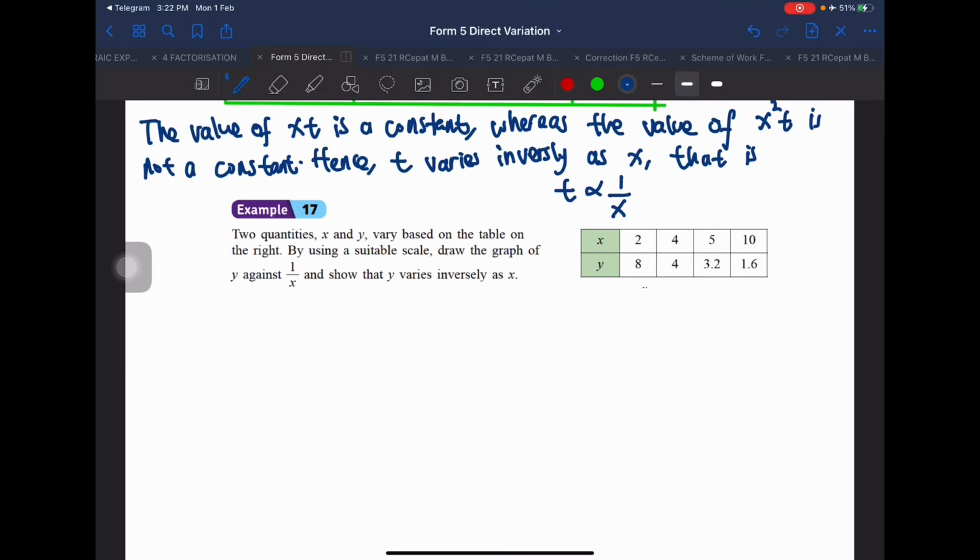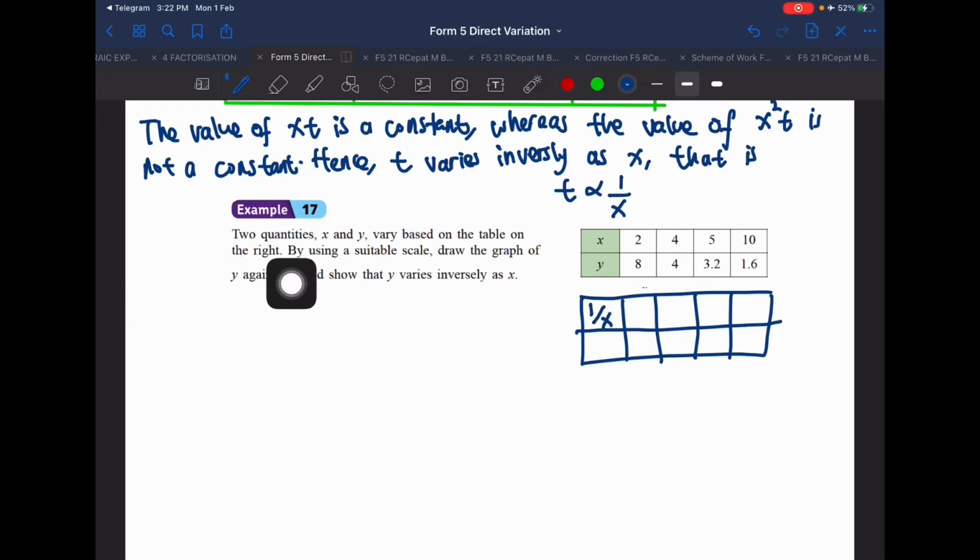So we need to build another table, just a simple one. Inversely as x is 1 over x. So what is 1 over 2, 1 over 4, 1 over 5, 1 over 10? 1 over 2 is 0.5, 1 over 4 is 0.25, 1 over 5 is 0.2, 1 over 10 is 0.1. And our values of y remain the same: 8, 4, 3.2 and 1.6.